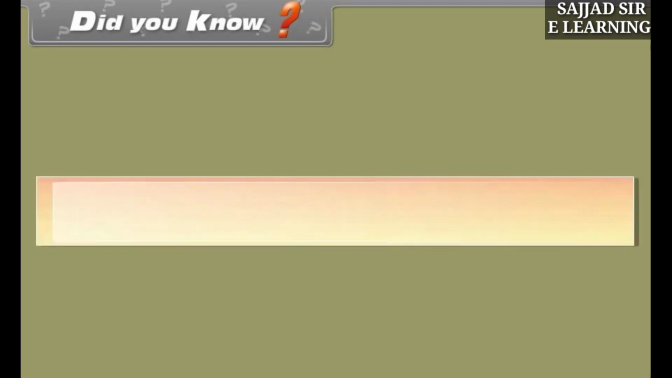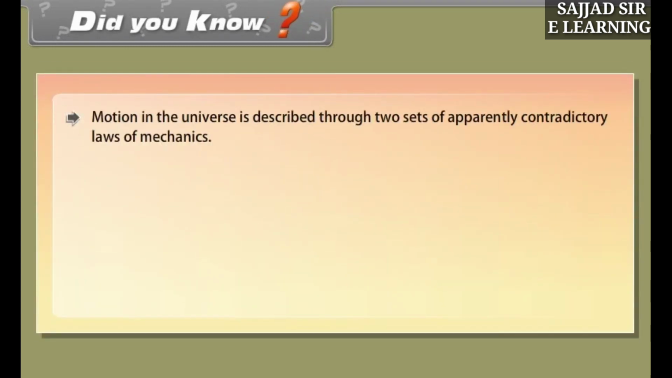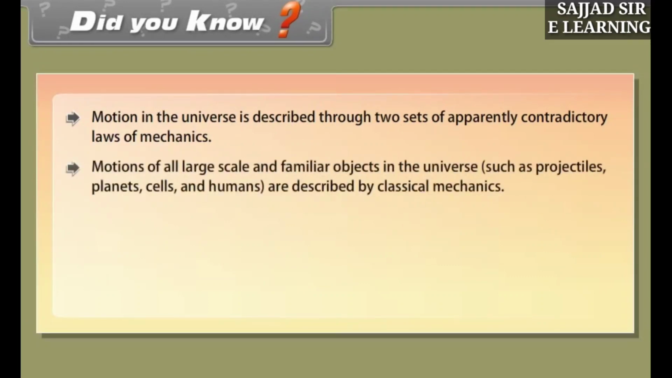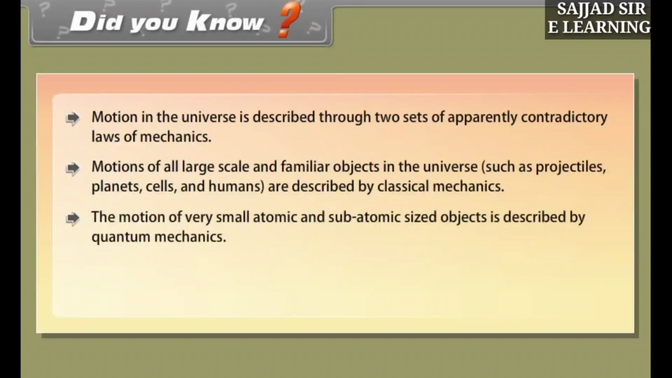Did you know? Motion in the universe is described through two sets of apparently contradictory laws of mechanics. Motions of all large-scale and familiar objects in the universe, such as projectiles, planets, cells, and humans, are described by classical mechanics. The motion of very small atomic and subatomic-sized objects is described by quantum mechanics.